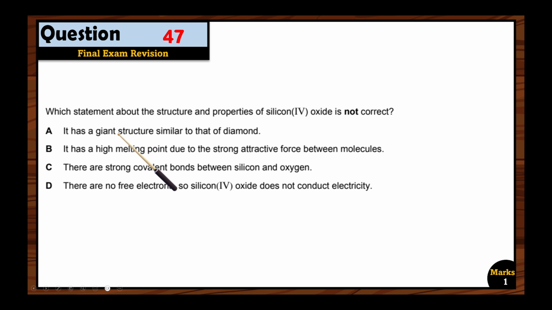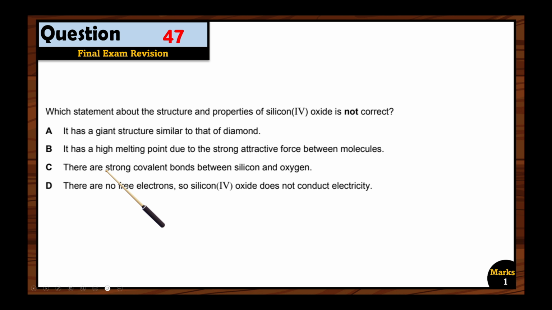Question number 47. Which statement about the structure and properties of silicon oxide is not correct? Now we have to see which properties are not correct. It has a giant structure similar to that of diamond. Yes, right. It has a high melting point due to the strong attractive forces between the molecules. Again, attractive forces between molecules are never strong, right? So this option can be wrong.